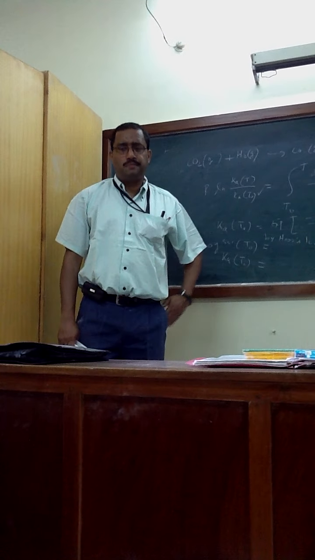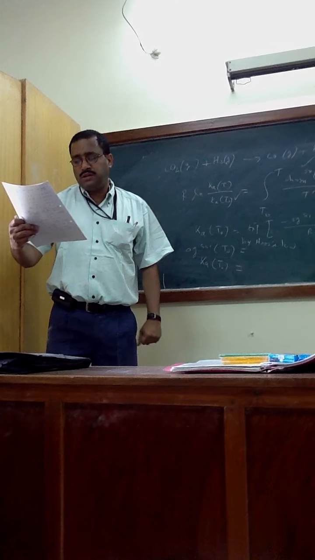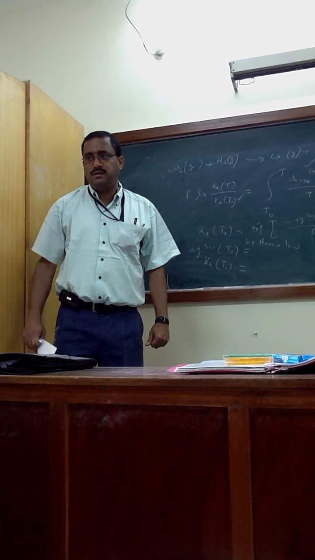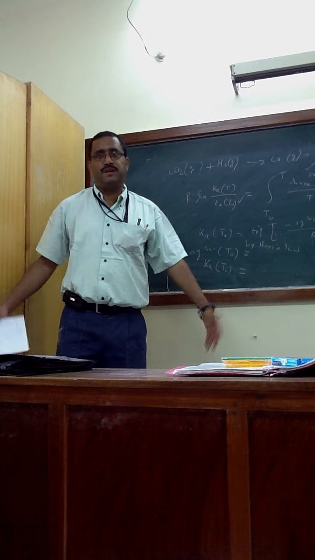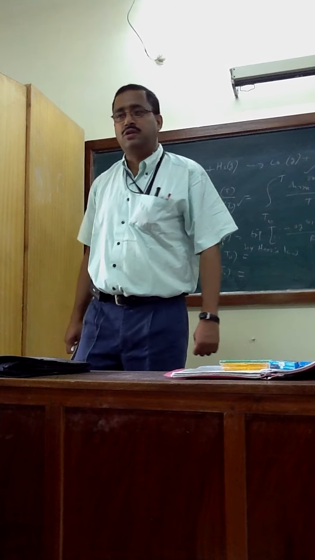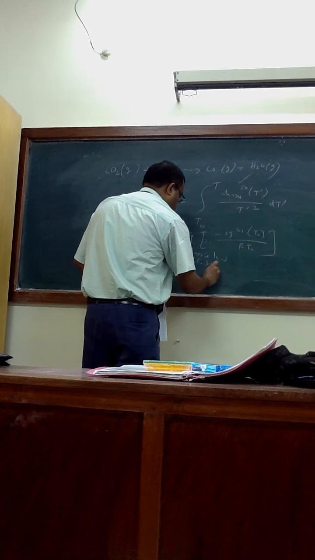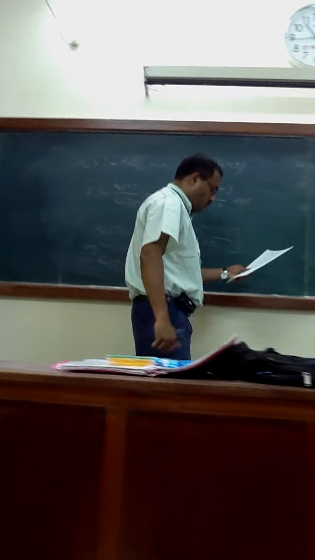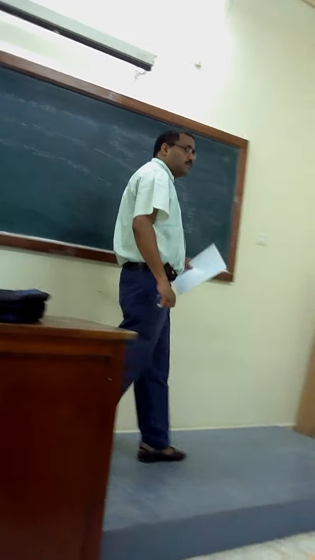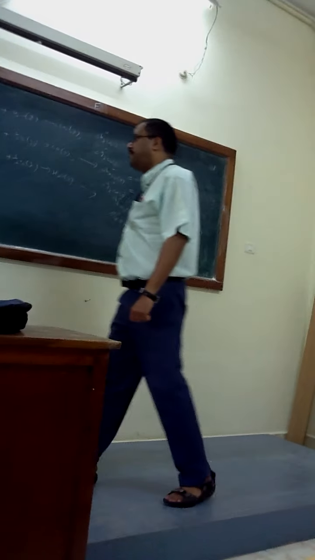Yes, how much? 28. Delta G reaction, how much did you get? 28 point what? No units, right? You don't tell any units. That's what I'm saying. At the end of so many lectures you still cannot tell the units. Kilojoule per mole. 28.888 kilojoule per mole.